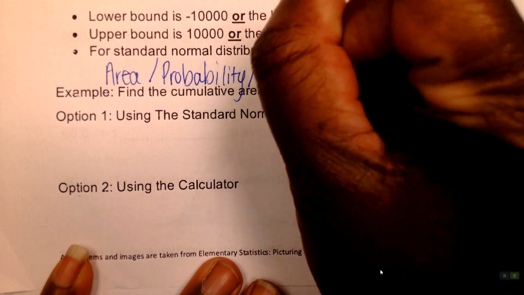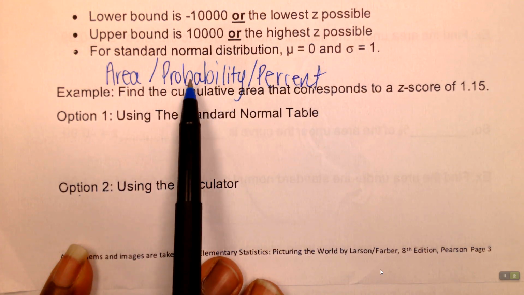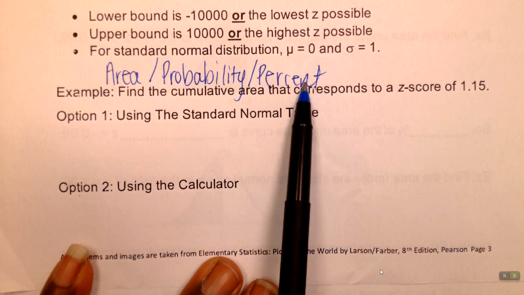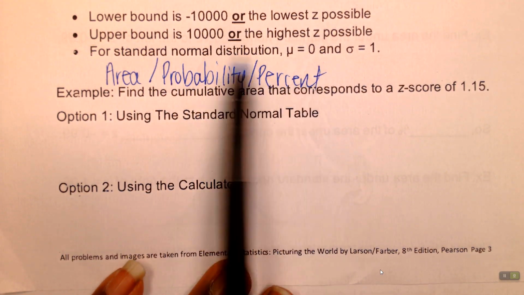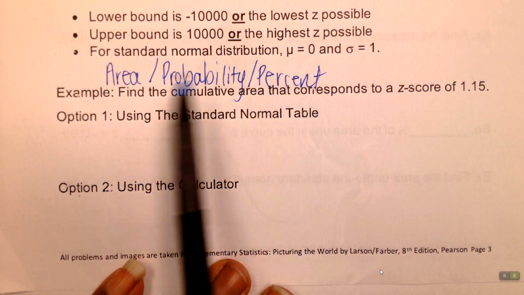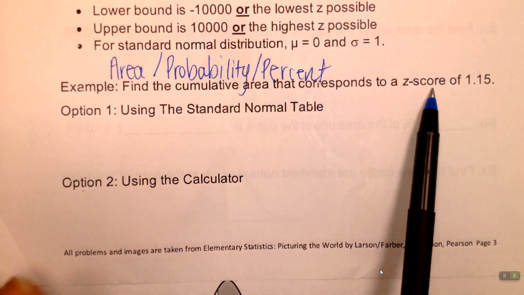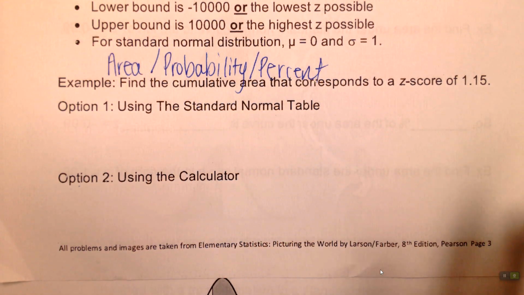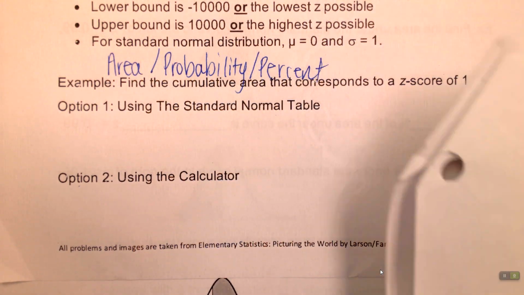If they ask you to find a percent, they want you to convert your area or your probability to a percent. Remember, we just multiply it by 100, or we move the decimal place to the right. Okay, so find the cumulative area that corresponds to a z-score of 1.15. We're going to use the table first, then we're going to use the calculator. So, table. Pull out my table.